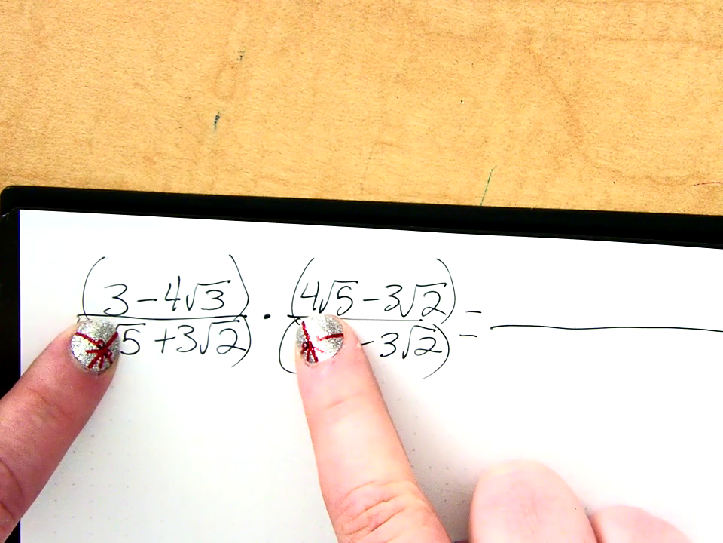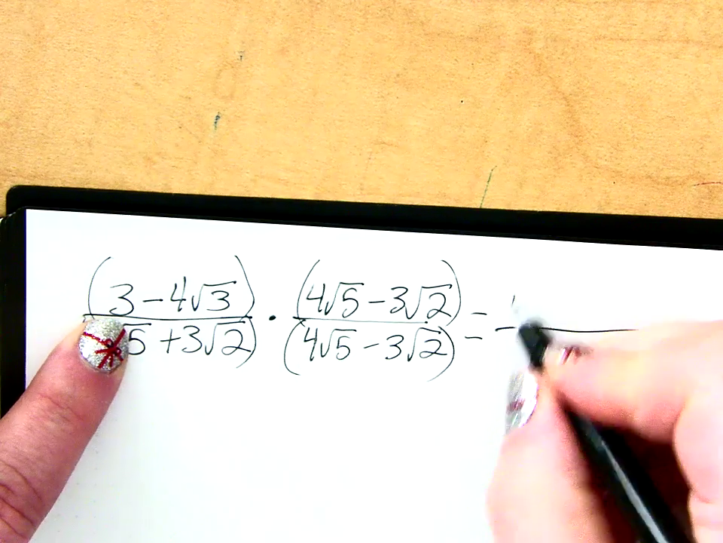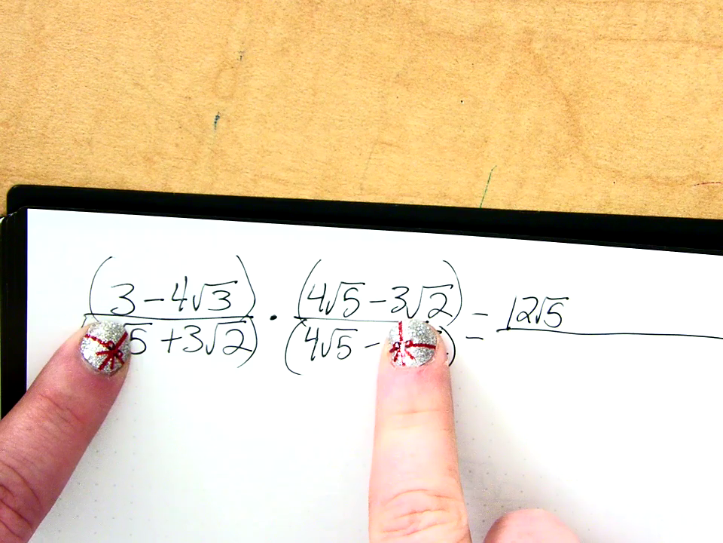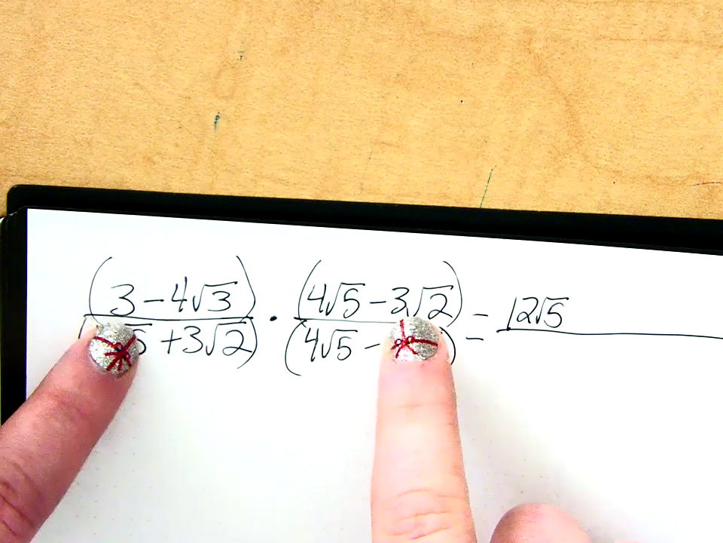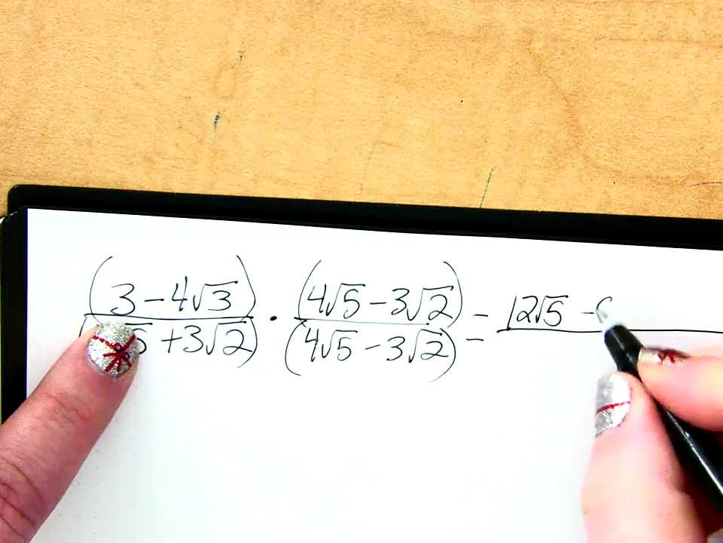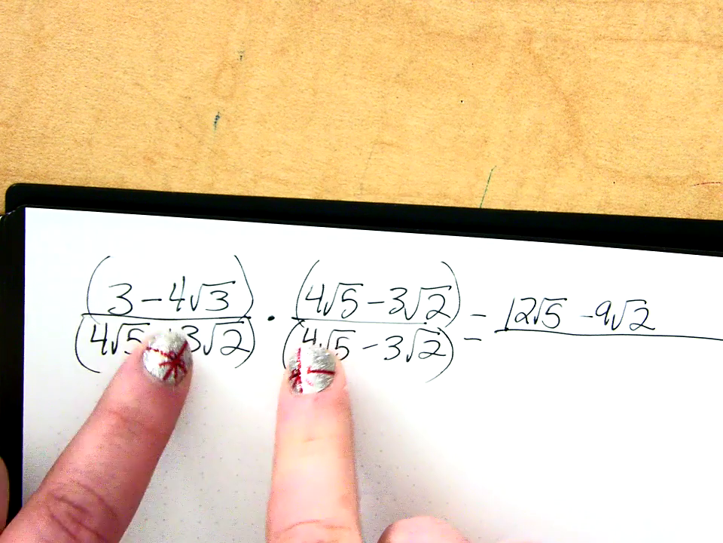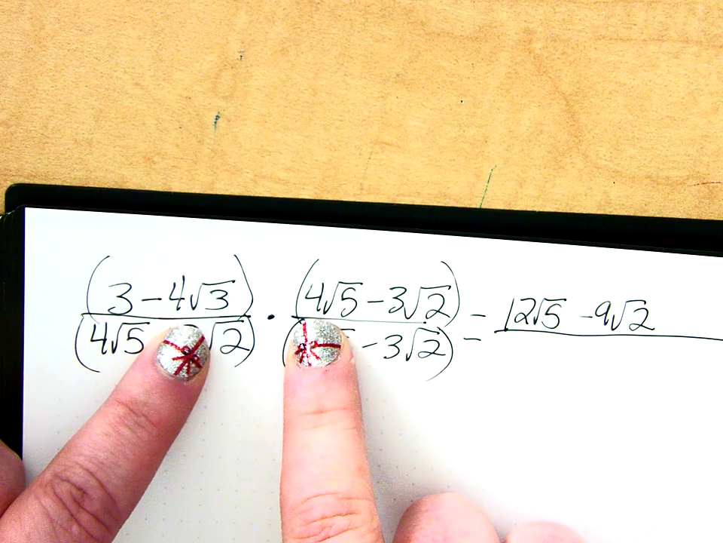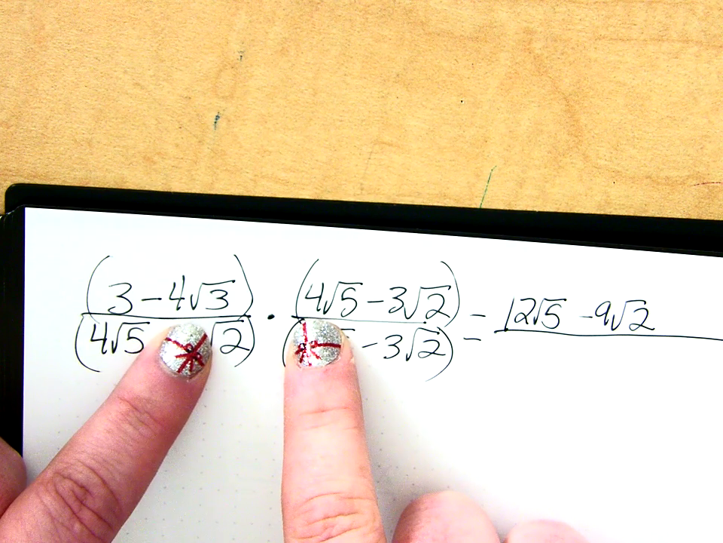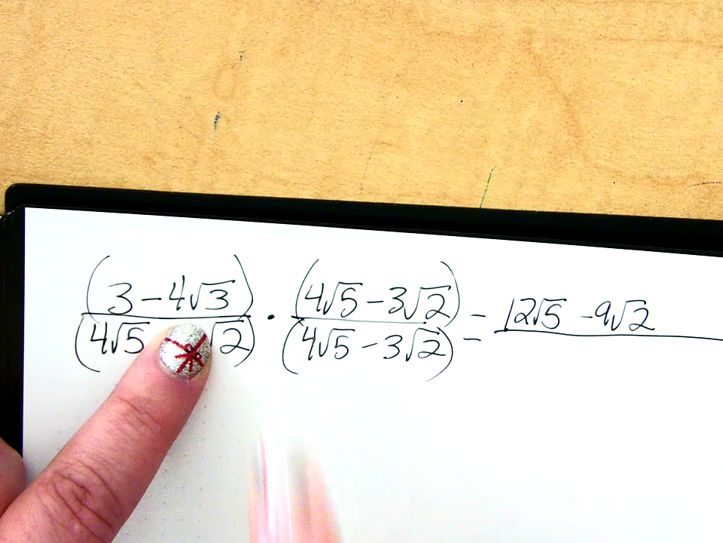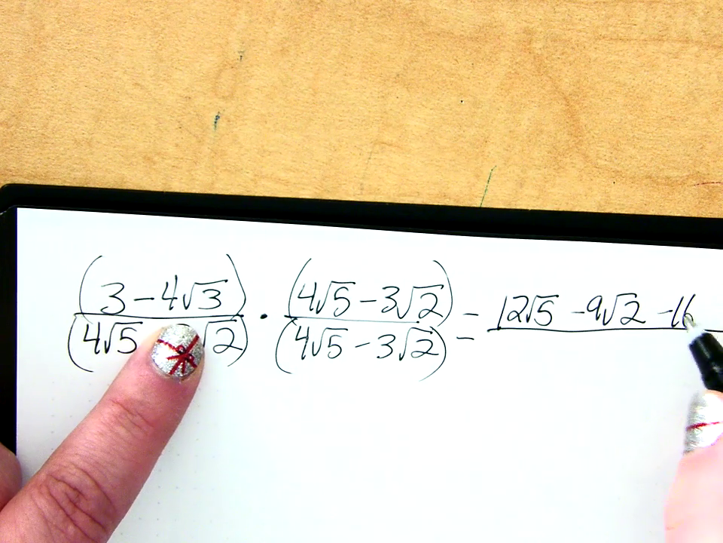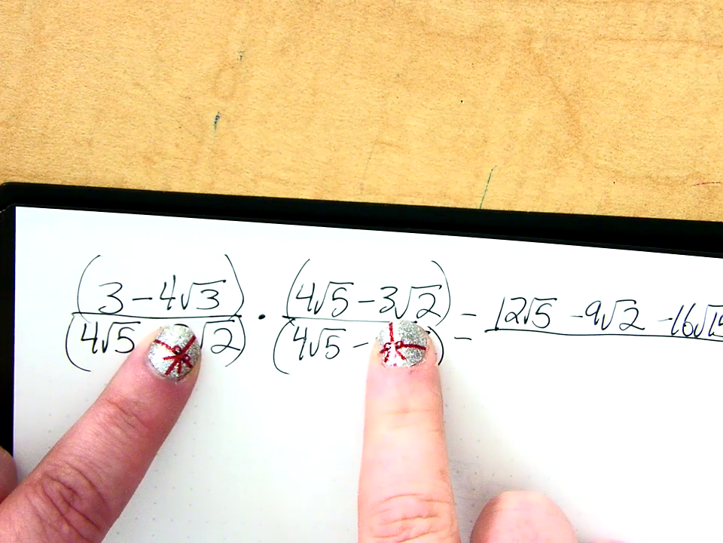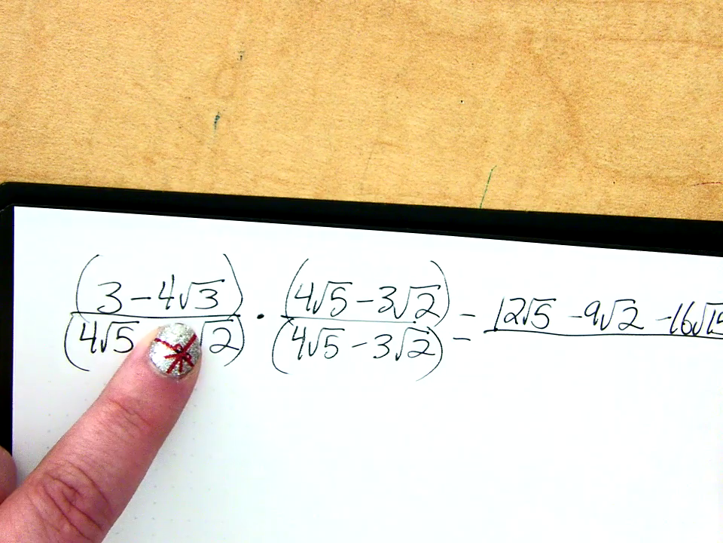First, I'm going to get 12 root 5 outsides. Minus 9 root 2, right? 3 times negative 3 root 2, minus 9 root 2. Insides, what would that get me? Negative 4 root 3 times 4 root 5 would get me what? 16. Perfect. Negative 16 root 15. And then the last, positive 12 root 6.